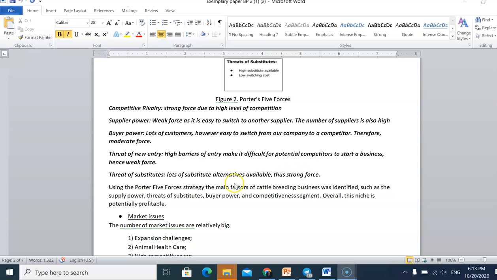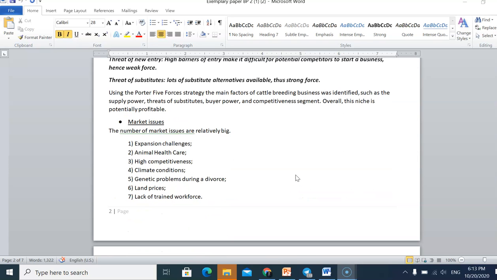Now, in a cattle breeding business, there are lots of alternatives available. That's why this particular force is considered to be a strong force, because there are lots of things available out there, and you're not the only one. So therefore, in this particular case, it's going to be considered a strong force.